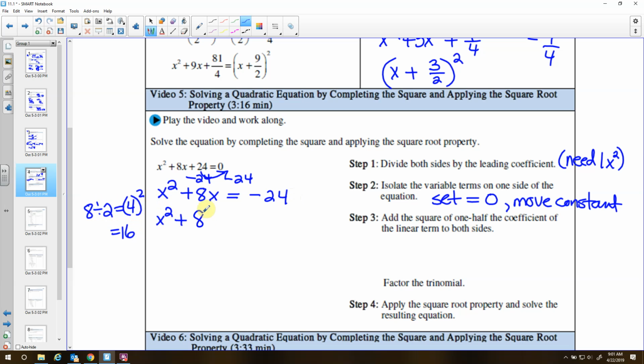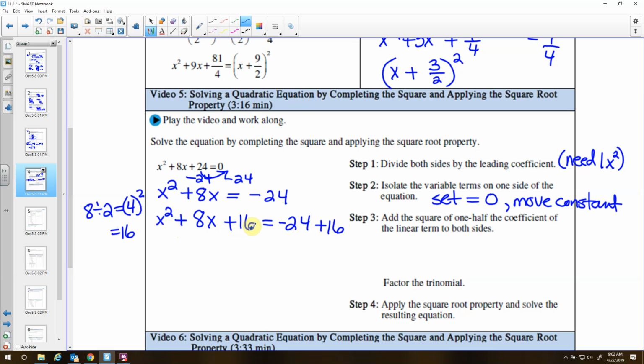So x squared plus 8x plus 16 equals negative 24. I added 16 to the left side, add 16 to the right side. You have to do the same thing on both sides. Now, factor the left side. It should be a perfect square trinomial.